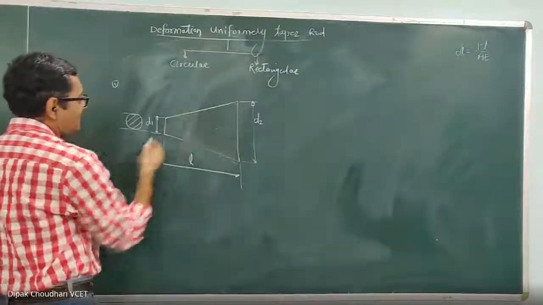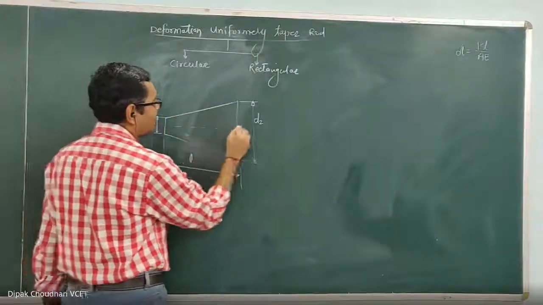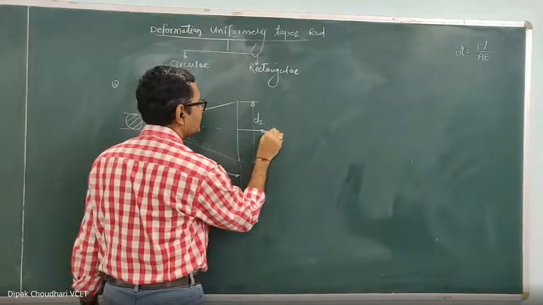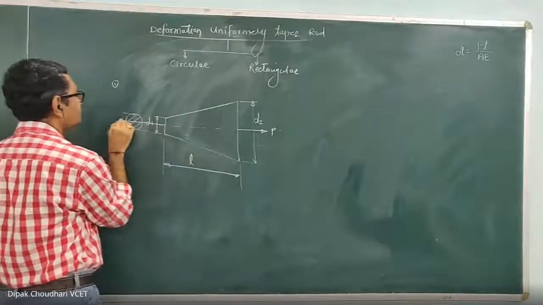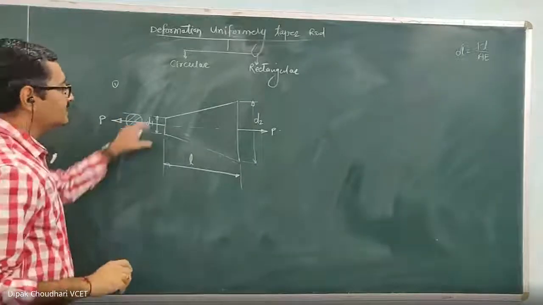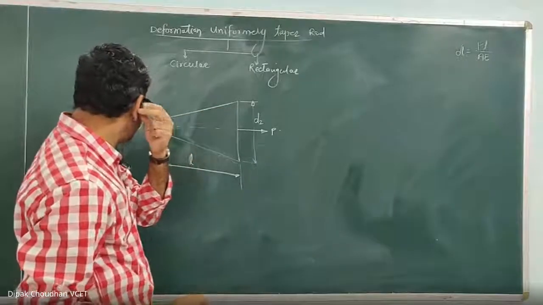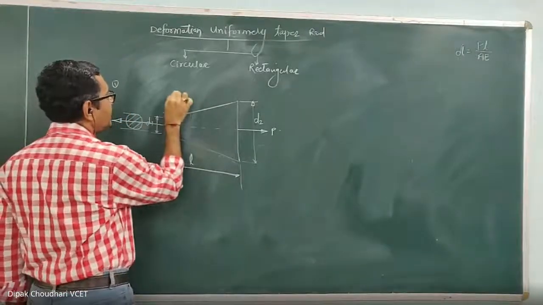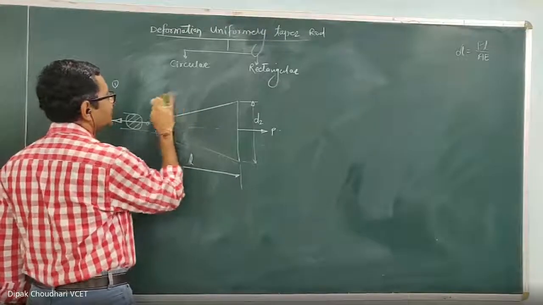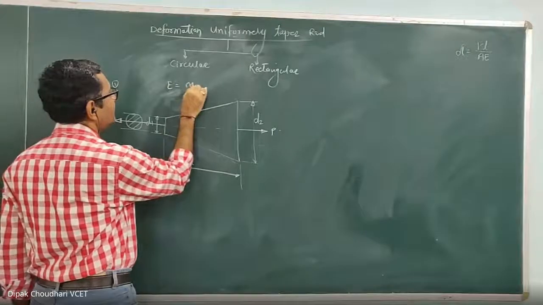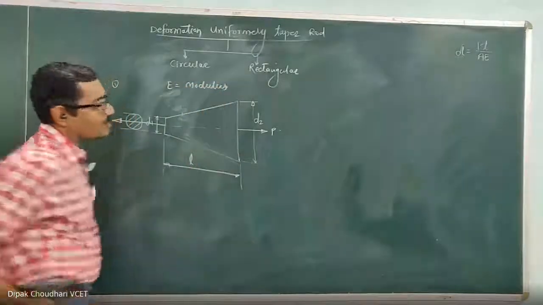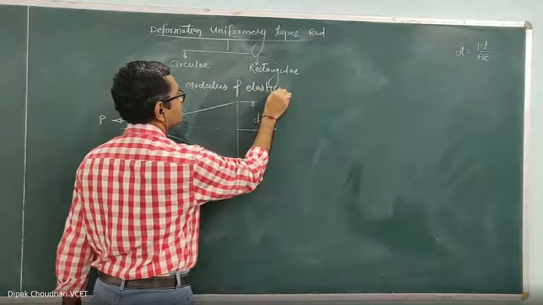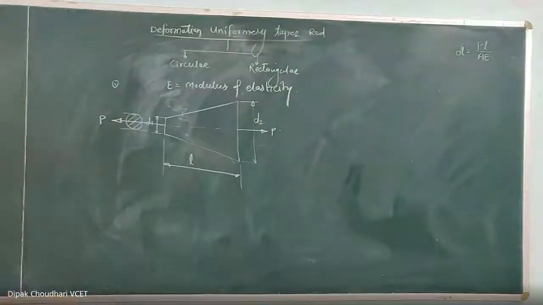But if it is circular but tapered, how to find out the deformation? Now, when this uniformly tapered rod of circular section is subjected to an axial force P, with diameter D1 at one end, diameter D2 at the other, length L, and E is the modulus of elasticity for this material. Now, how to find out the deformation of this?